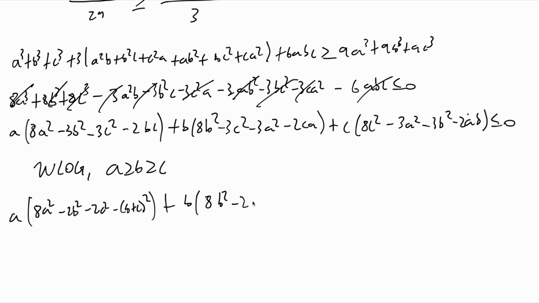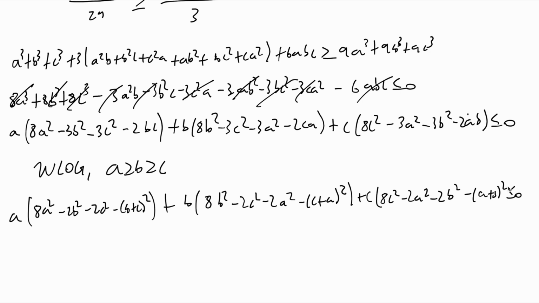Let me just use c because it's cyclic. A squared minus c plus a squared c squared minus 2a squared 2b squared minus a plus b squared is less than or equal to 0. So we need to prove if this thing is true or not.